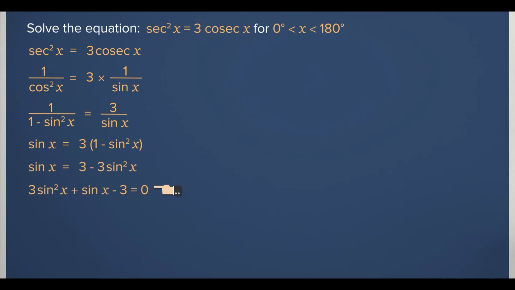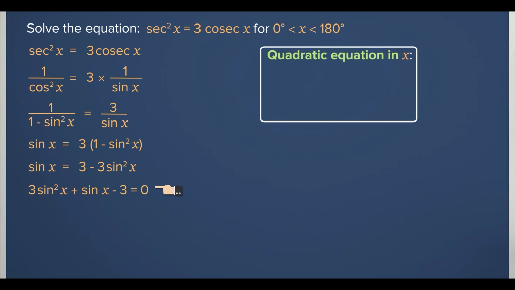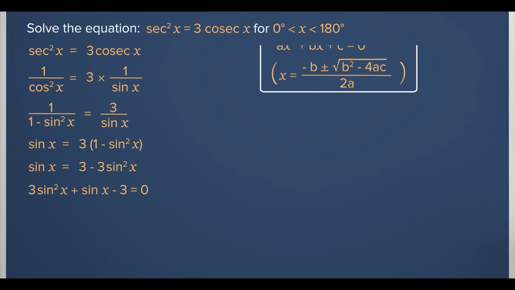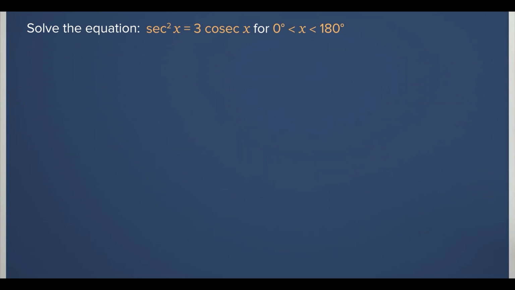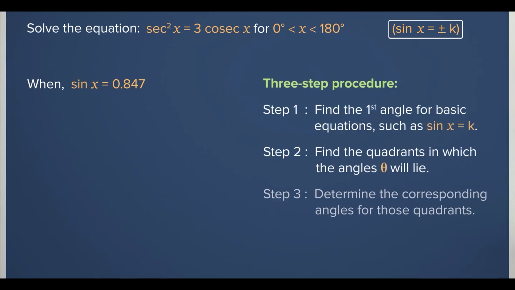This equation is in the form of a quadratic equation ax squared plus bx plus c equals 0. Hence, by using the quadratic formula, we can solve the quadratic equation in terms of sine x. We obtain two values of sine x. Finally, we obtained the equation in the form of sine x equals plus minus k. When sine x equals 0.847, let's apply the three-step procedure to get the exact values of x.